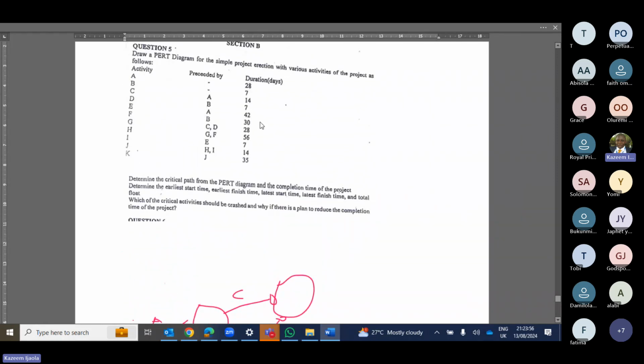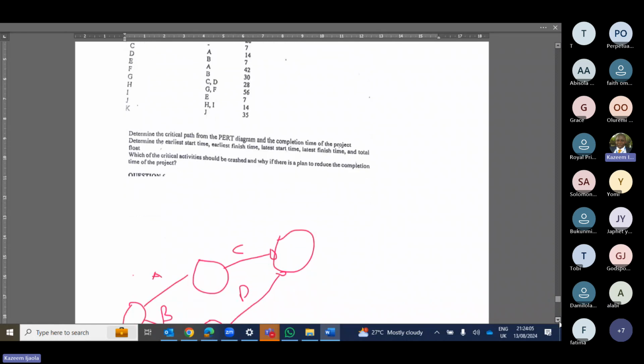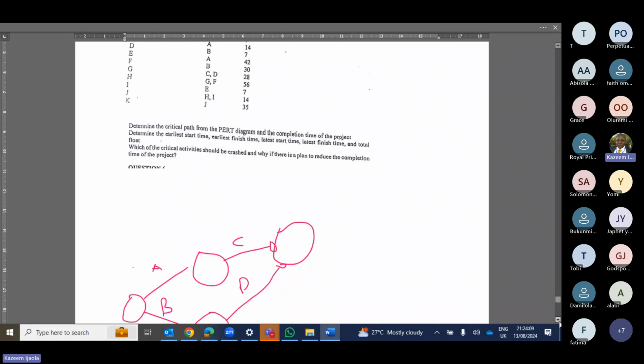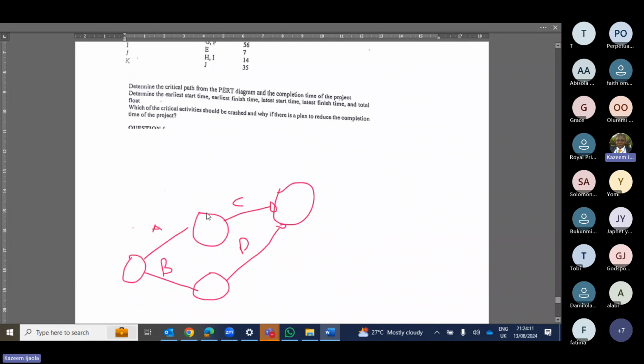Now let's look at E. Activity E is coming from where? From A. And activity E seems to be standalone, so no wahala. So I will go to my A here and form my activity E. Sorry, my hand seems not to be straight tonight, but you shall understand what I'm doing. So E is coming from A.